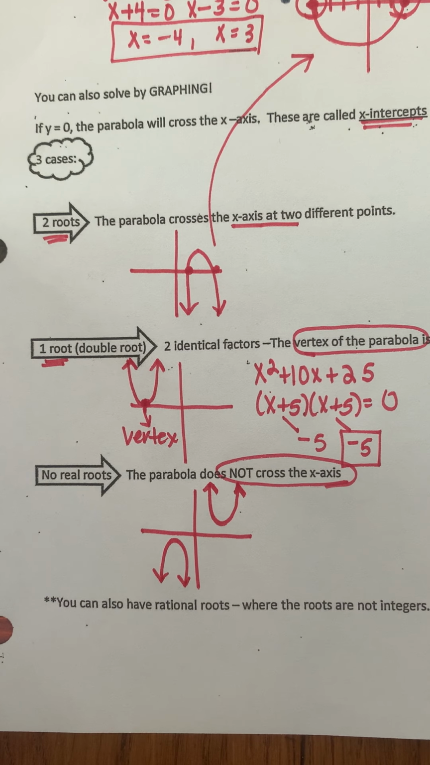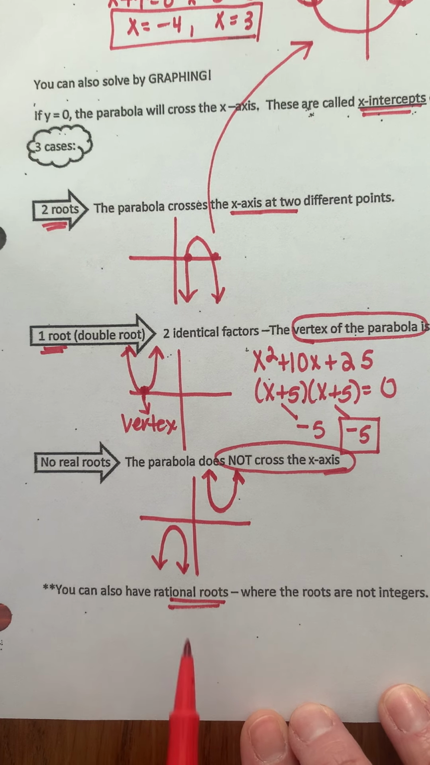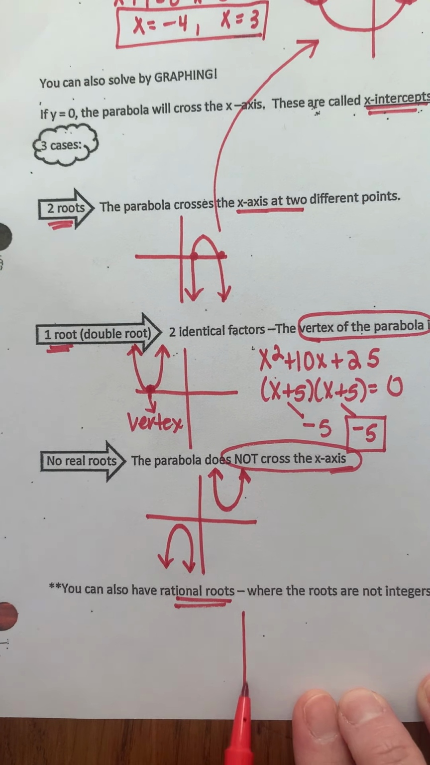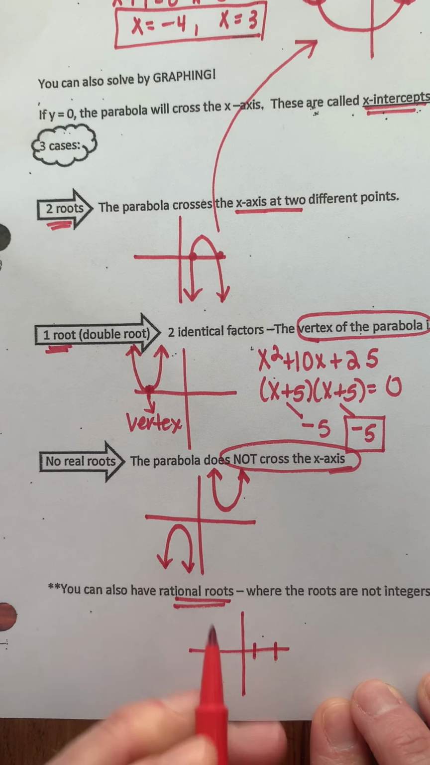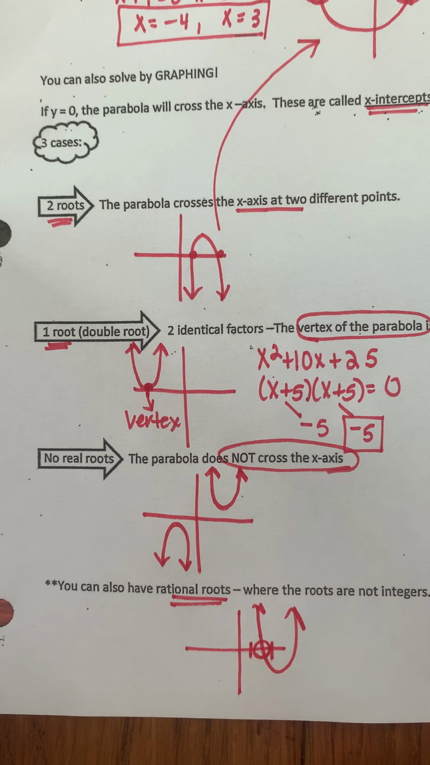Here's the problem with graphing and with factoring. These are the limitations. You can also have rational roots, which means that maybe here's 1, here's 2. What if it goes right in between? So unfortunately, we're going to have a fraction root. So that's hard to see when you graph, and you also can't find it if you factor. So as we move into chapter 9, we'll find ways to solve those more efficiently.